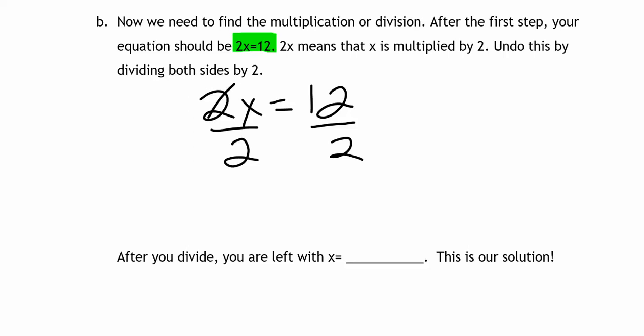2 divided by 2 is 1. So I have x, or 1x, and then on the other side, 12 divided by 2 is 6. So after my division, I have an equation of x equals 6. That means 6 is our answer.